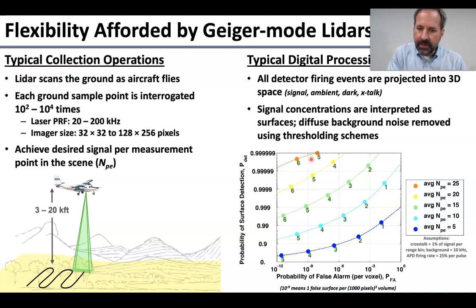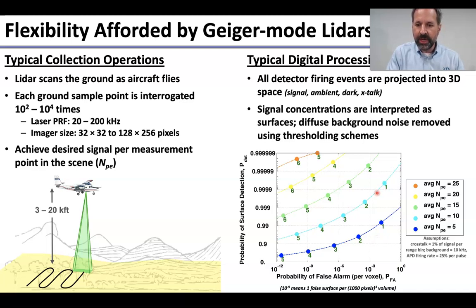Now, I'd like to say a little bit about these confidence intervals. You may be familiar with a ROC curve, a receiver operating characteristic. It's basically a plot of the probability of detecting the thing you're trying to detect, in this case a surface, and the probability of falsely claiming something as present when it really isn't. We can use the basic statistical distribution functions of a Poisson distribution for the arrival of photons and a negative binomial distribution for the firing events of these detectors. Using those distribution functions, we can draw these curves.